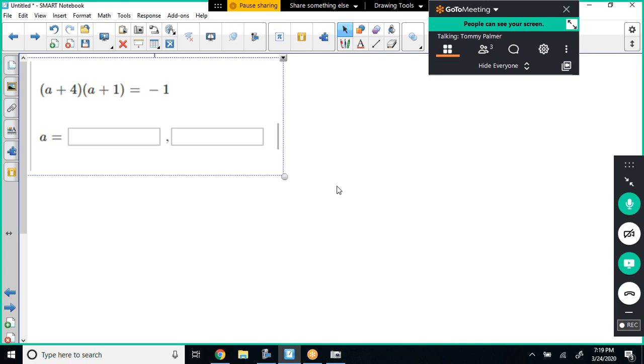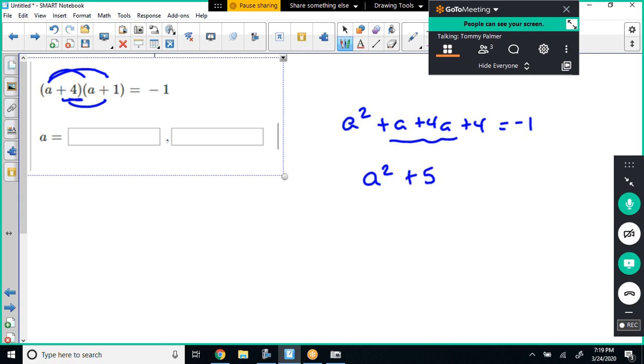Majority of the time, here's what you would do. You'd say, okay, let's distribute this, right? A times A is A squared. A times 1 is A. 4 times A is plus 4A. 4 times 1 is 4, right? And then set it equal to -1. Combine like terms, we get A squared plus 5A. If I move this over, this becomes a +1, so that becomes 5, right? And then it's equal to 0, and then we just solve it as a quadratic, correct?